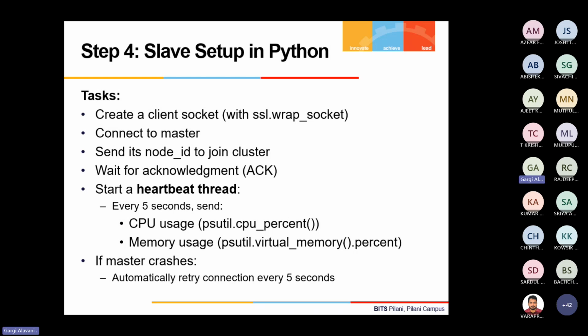In the slave, you have to create the client socket, the one we discussed in the last class, and connect to the master. Then once it joins the cluster, you have to start the heartbeat. In the heartbeat, every 5 seconds, you will send the CPU usage and memory usage.